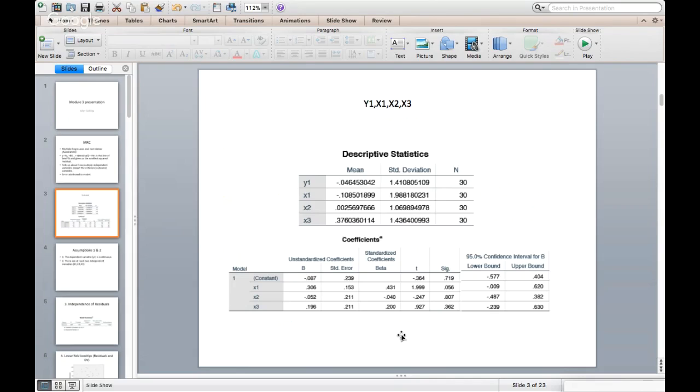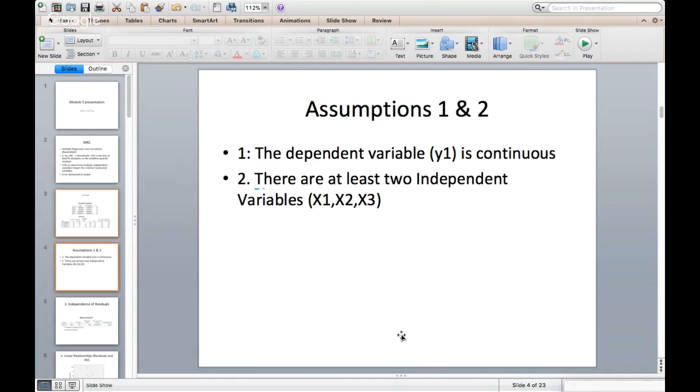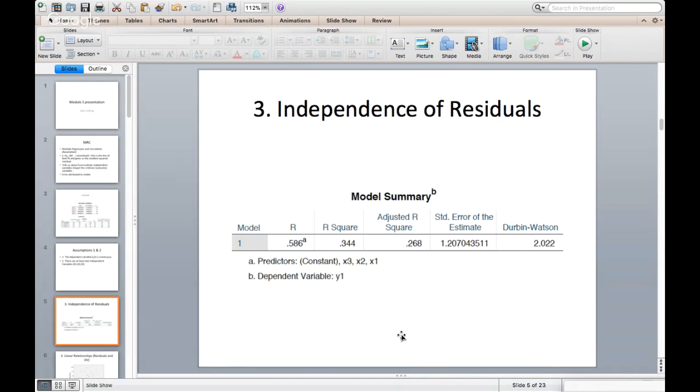So now I'm going to talk about the assumptions that we need to meet. Okay, assumption 1, dependent variable is continuous, and there are at least 2 independent variables. We have 3. Okay, so independence of residuals. For SPSS purposes, I was given the Durbin-Watson measure, and a value of 2 usually indicates that the residuals are independent, so I don't have reason to believe I would violate that assumption.